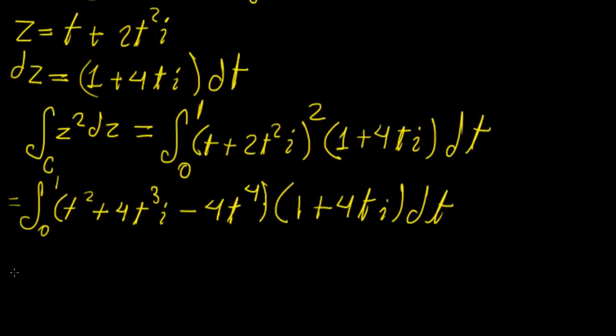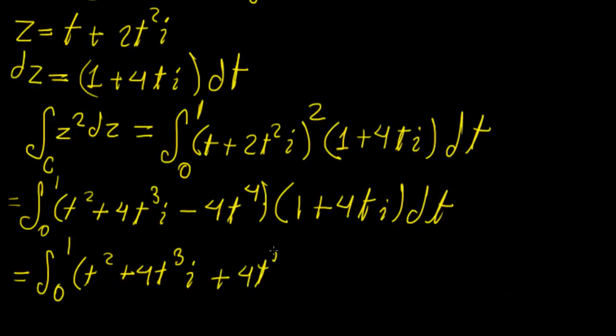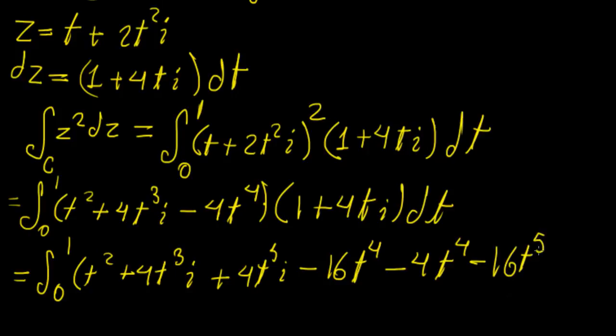And now if we perform another expansion, this is going to be equal to the following. It's going to give us t squared plus 4t cubed i. So I am basically just multiplying this by each of those two elements, and so forth. And then we're going to get plus 4t cubed i minus 16t to the power 4 minus 4t to the power 4 minus 16t to the power 5 i, all of that times dt.